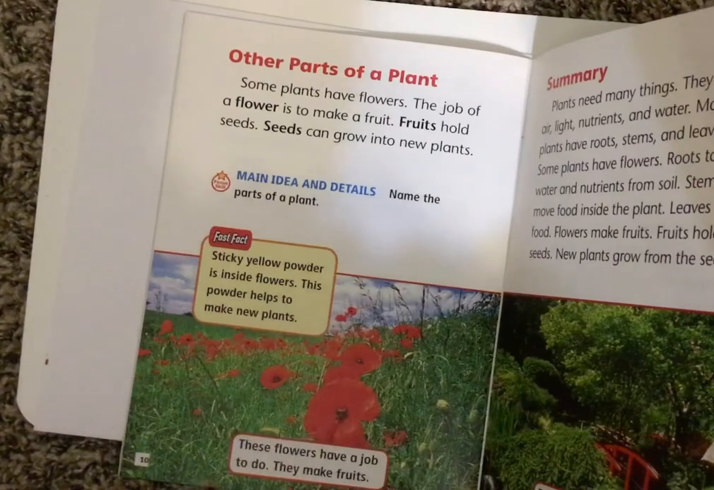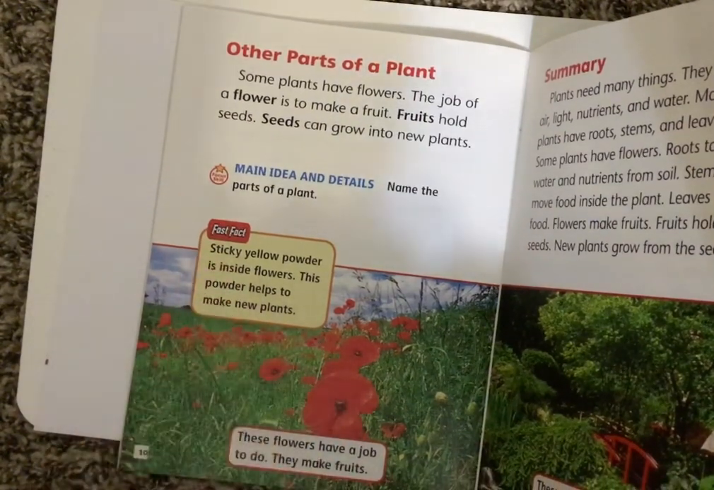Name the parts of a plant. So think back to what we read and maybe on a piece of paper jot down the different parts of a plant. Fast fact. Sticky yellow powder inside of flowers. This powder helps to make new plants. Does anyone know what the sticky yellow powder is called?